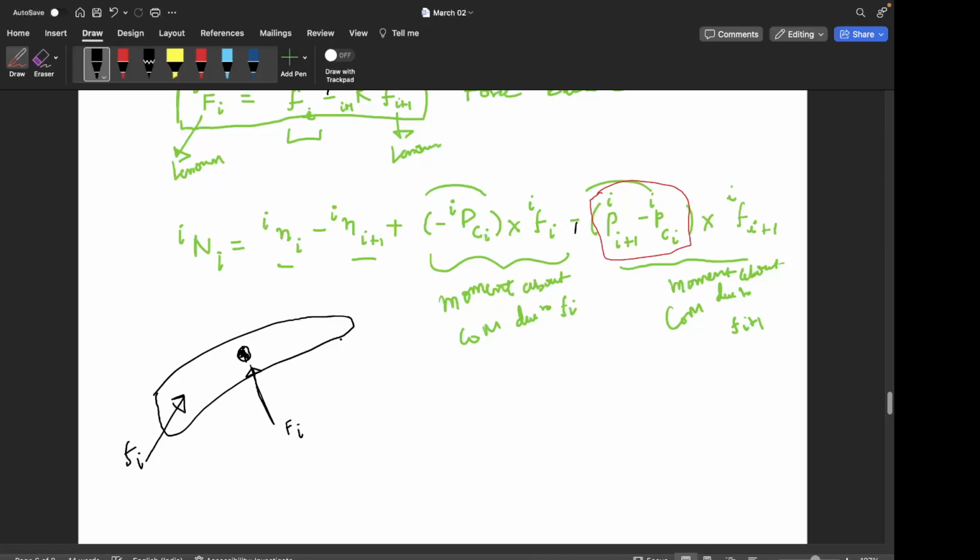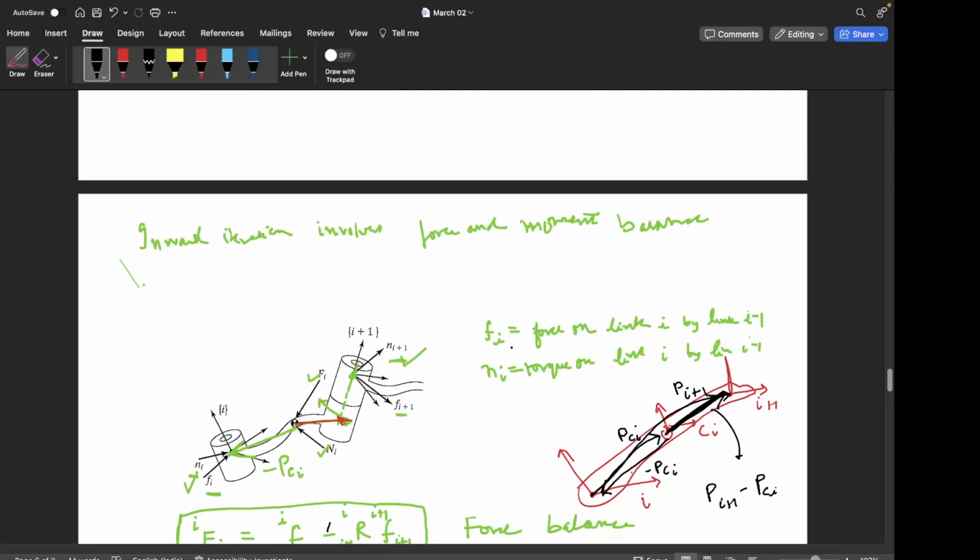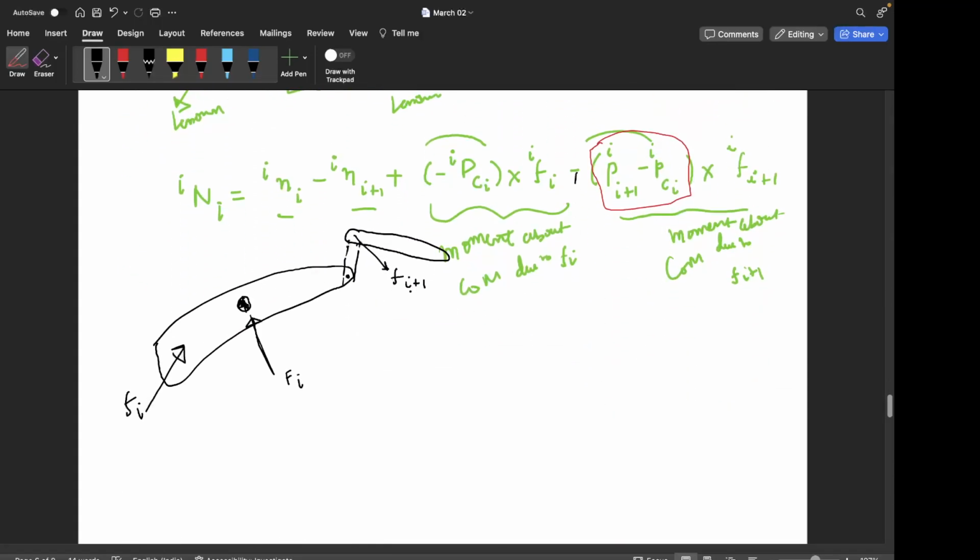The Fi, right, that is acting here, and so basically this is a joint. I'm just exploding the manipulator, and here the other link is there. So for the other link, the joint force on the joint I plus 1 is Fi plus 1. So what is Fi plus 1? Fi plus 1 is the force applied on link I plus 1 by I, right? As I mentioned here, Fi is force on link I by link I minus 1. So Fi plus 1 is force on link I plus 1 by link I.